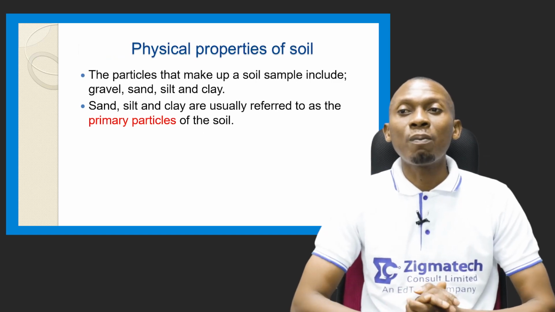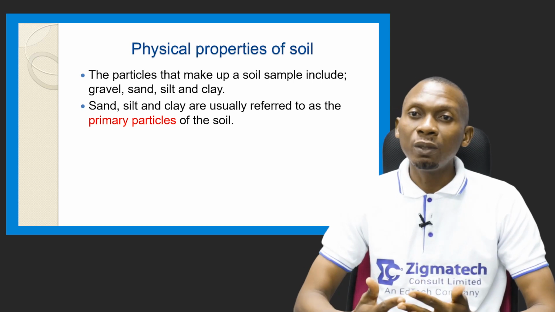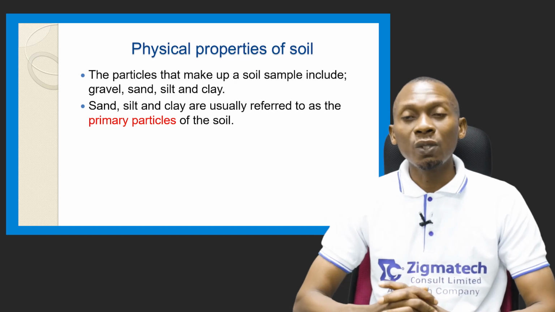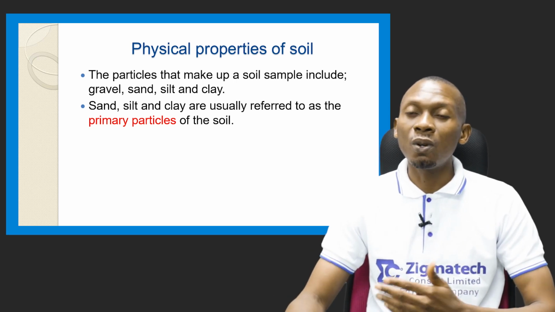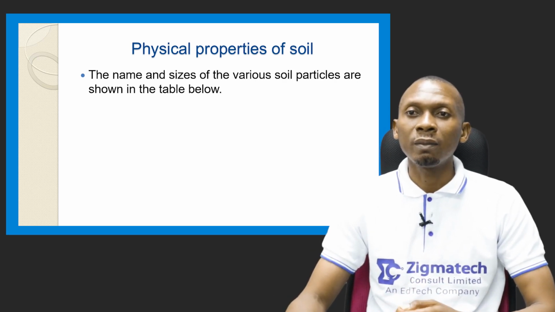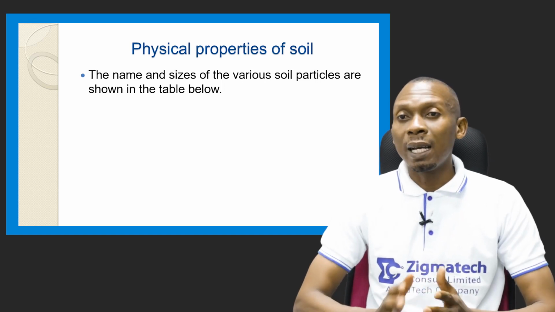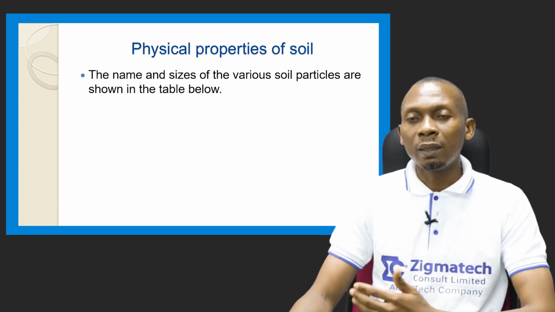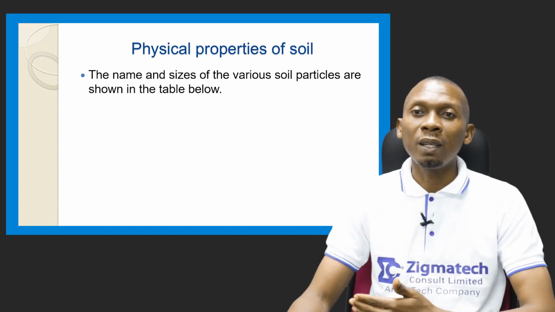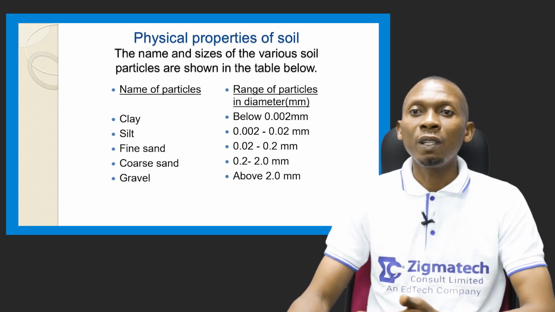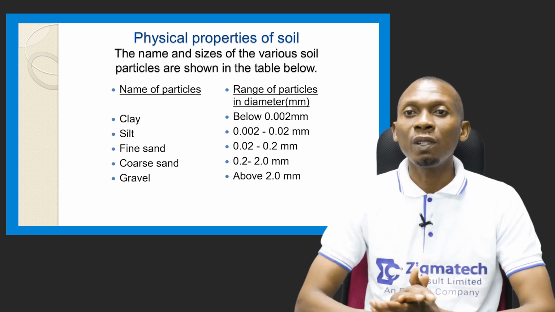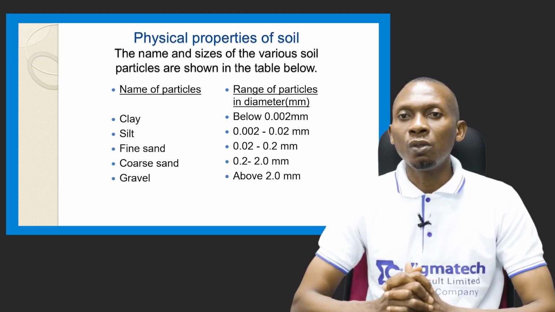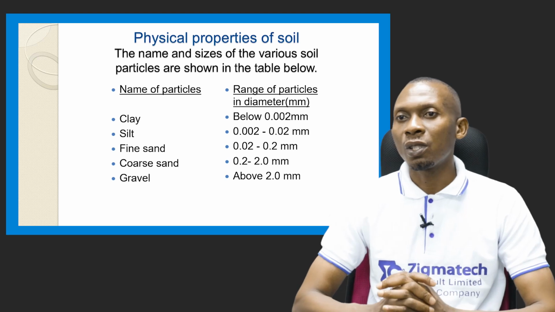Now, the particles that make up a soil sample could include gravel, sand, silt, and clay. Sand, silt, and clay are usually referred to as the primary particles of soil. We are going to take a look now at the names and the sizes of these various soil particles. The table below will help us have a better understanding of the various sizes and names of the soil particles.